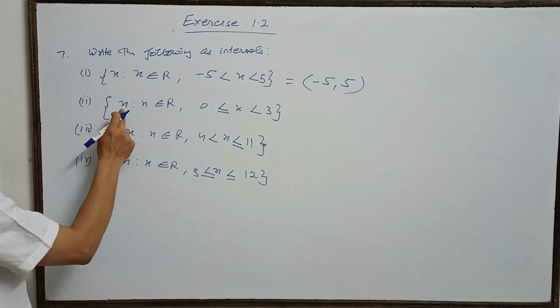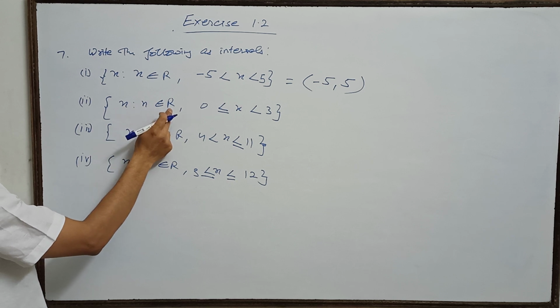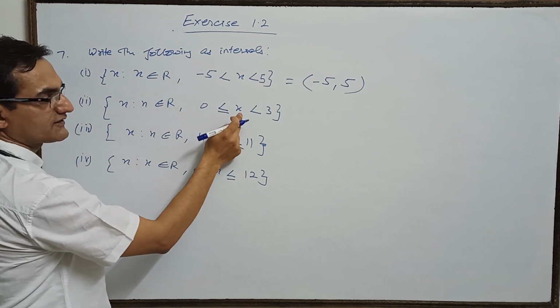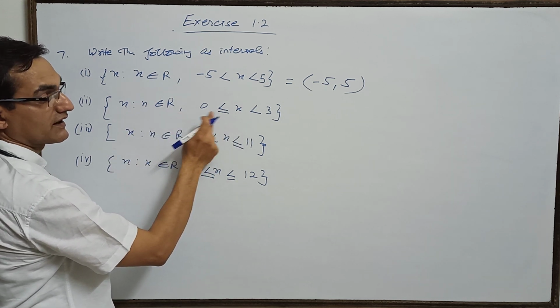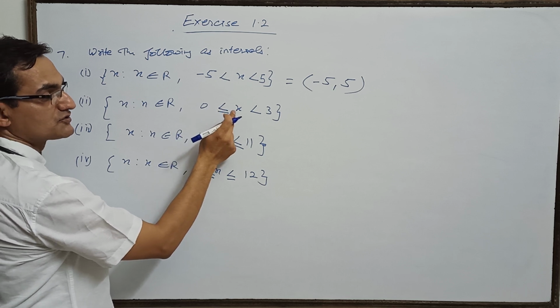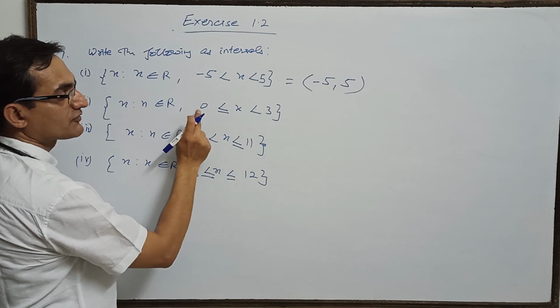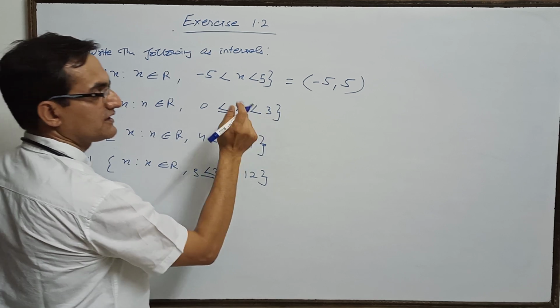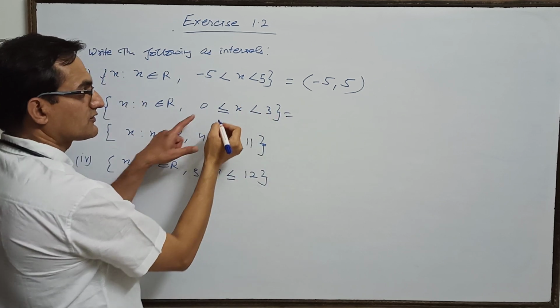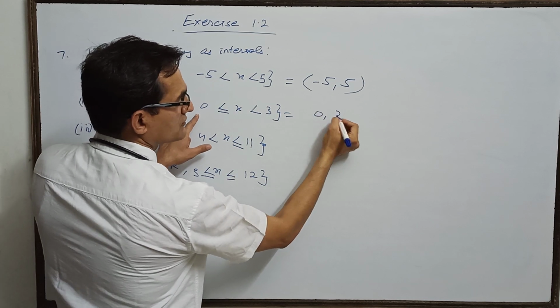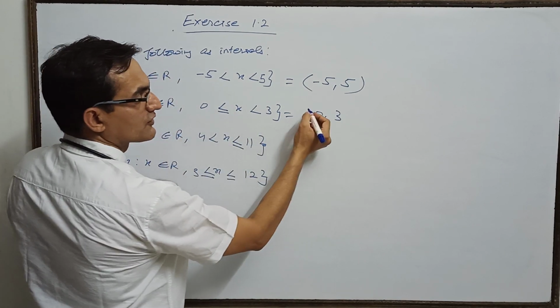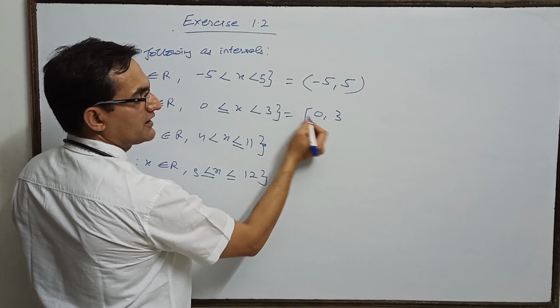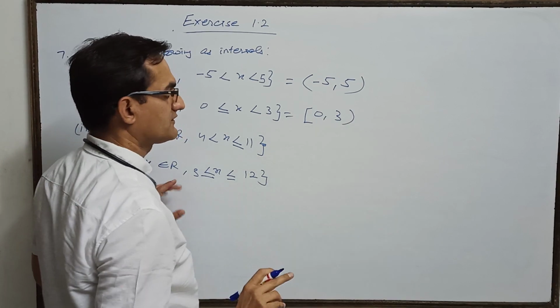Next one, x such that x belongs to real numbers and x is greater than or equal to 0 but less than 3. Means 0 is included in the interval but 3 is not. So in interval form this is 0 to 3, and 0 is included, so it is closed from this side and open from this side.